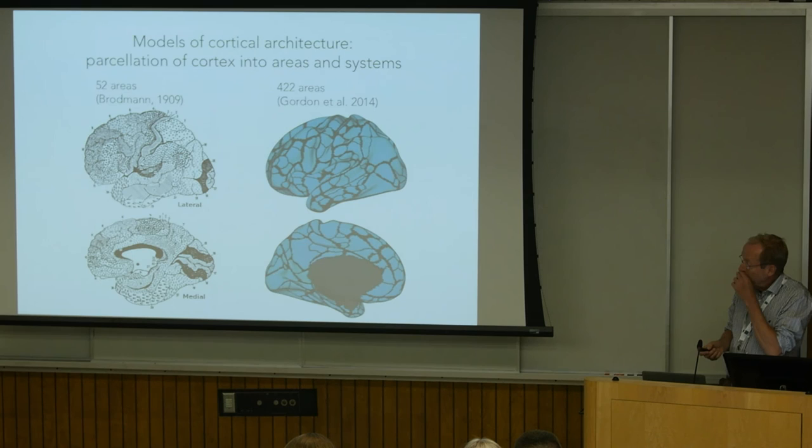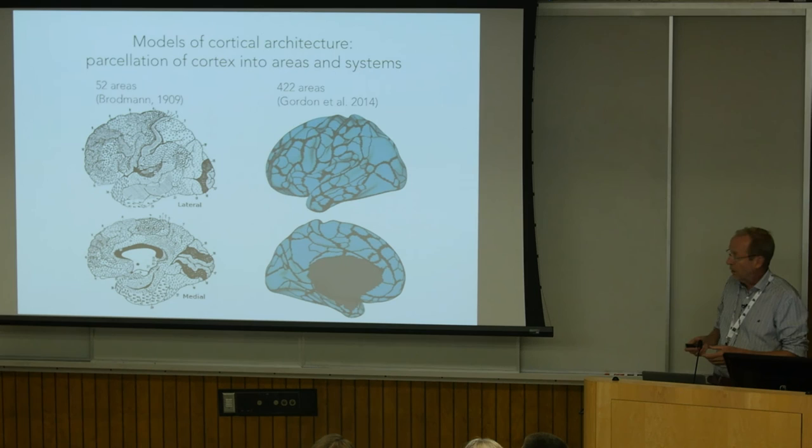So most models of cortical architecture are based on dividing the cortex into areas. And this goes back over 100 years to the work of Brodmann, where he identified 52 areas in cortex. And this is a very long-lived scheme, and we still talk about brain areas often in terms of their Brodmann number. Area 17 is striate cortex. Area 18 is peristriate cortex, et cetera.